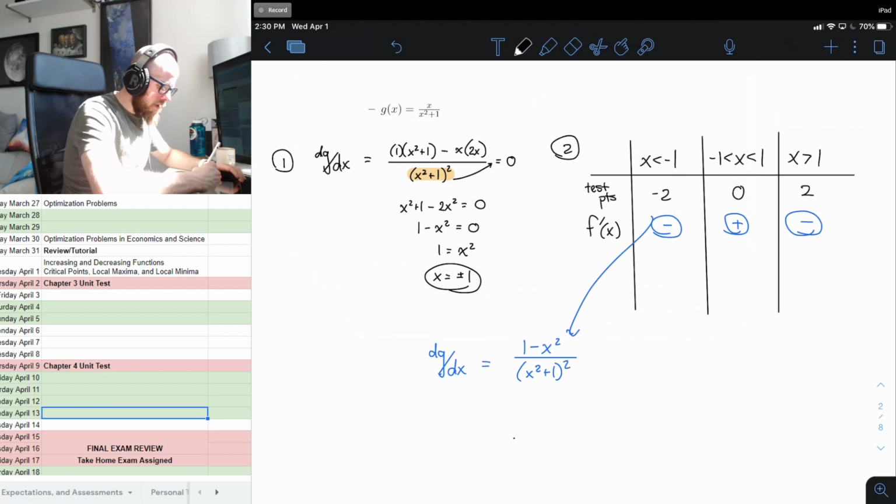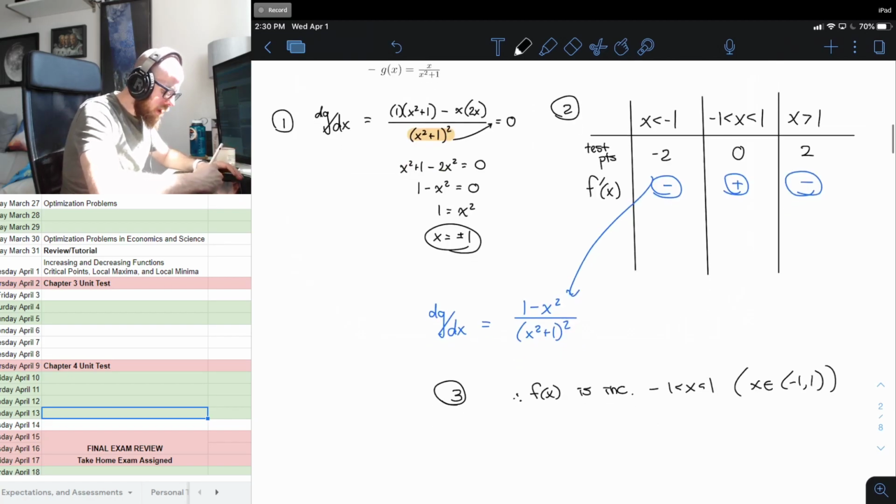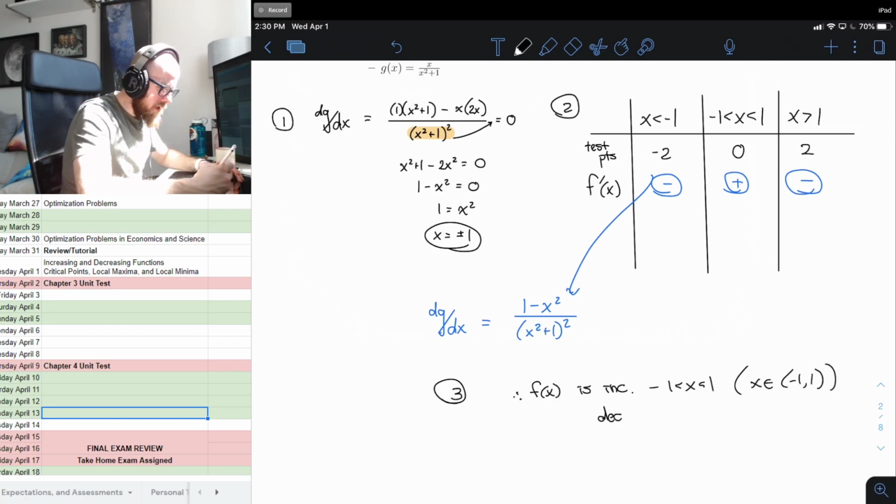All right. Therefore, g at x is increasing between -1 less than x is less than 1, or x is between -1 and 1. And it's decreasing everywhere else. So when x is less than -1, or when x is greater than +1. And written in interval notation, it would be like this.